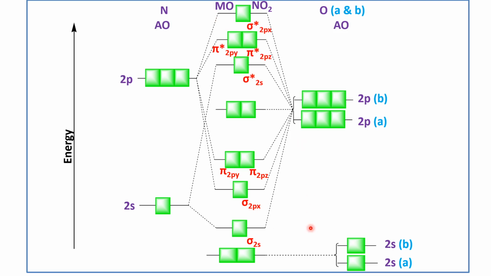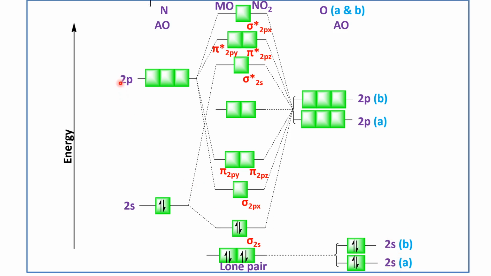Now let us see the filling of electrons. In the case of the 2s of nitrogen, we have 2 electrons, and both of these electrons are placed in the sigma 2s. Then the 2s of the 2 oxygen atoms have 2 electrons each, and these electrons are considered lone pairs. So we have the first lone pair and the second lone pair. That means for each oxygen atom, the first lone pair is from the 2s atomic orbital.